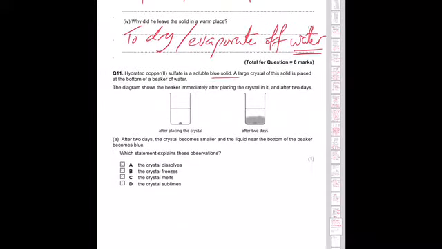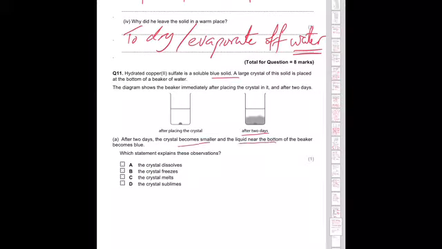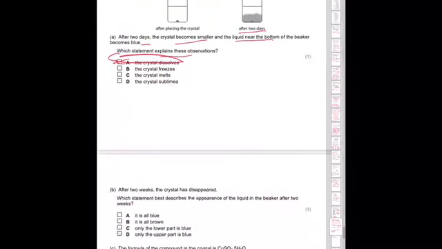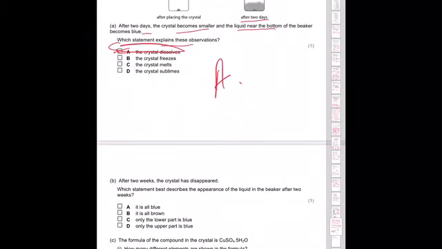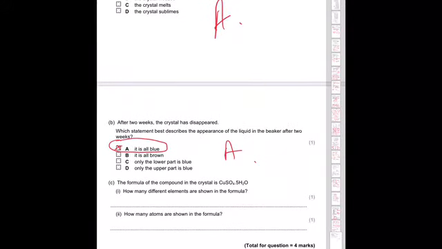So here we are. We've got something dissolving here over 2 days. So which one explains this observation? Well, the first one here is the crystals dissolve. Next one, let's go on to A. The 2 weeks the crystal has disappeared. Describe the appearance of the liquid of the beaker after 2 weeks. Well, it's all blue now because of diffusion.